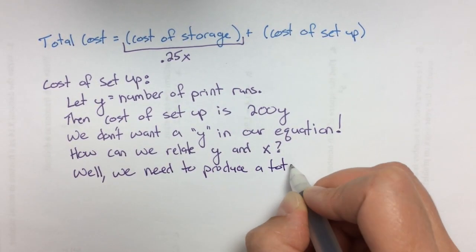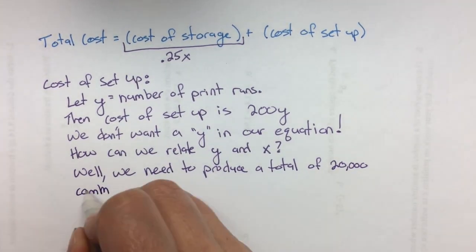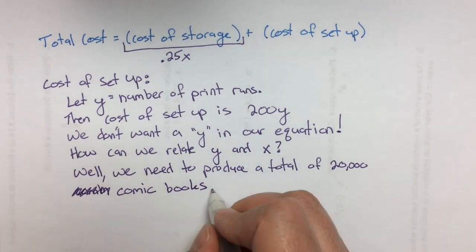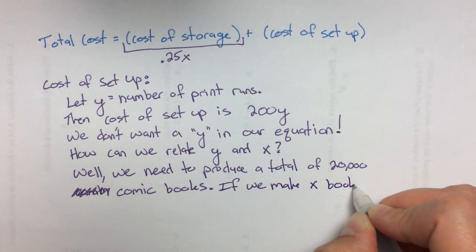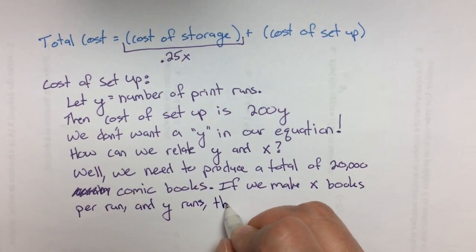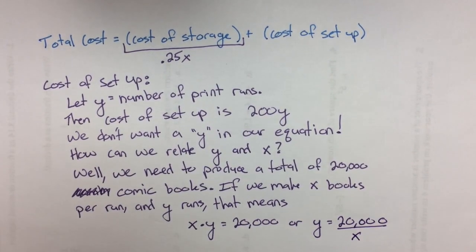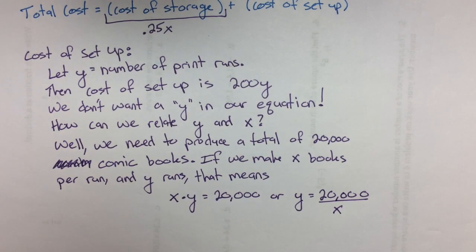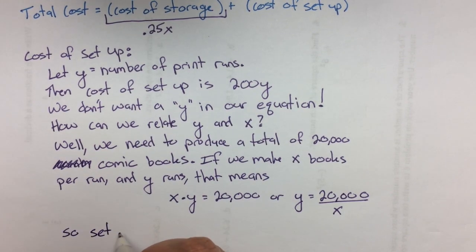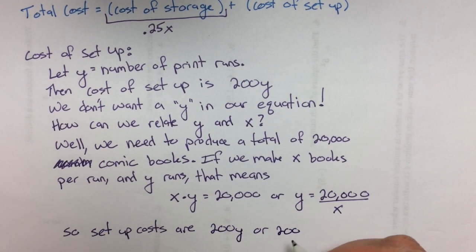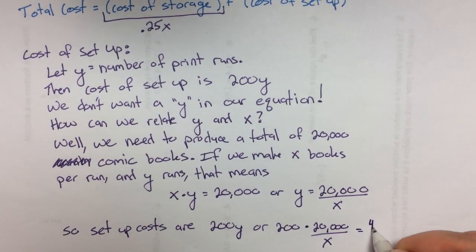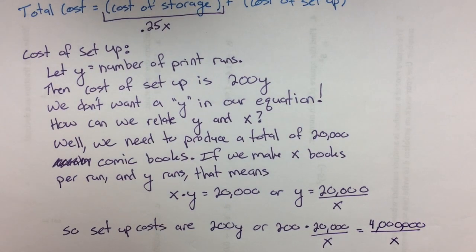We need to produce a total of 20,000 comic books. If we make x books per run and we make y runs, that means x times y needs to equal 20,000. Now turn that around, solve for y, and y equals 20,000 divided by x. That is, the number of runs that we do is 20,000 divided by how many books we do per run. So the total setup costs then are $200 multiplied by the number of runs, or 200 times 20,000 over x, for a total of 4 million over x.